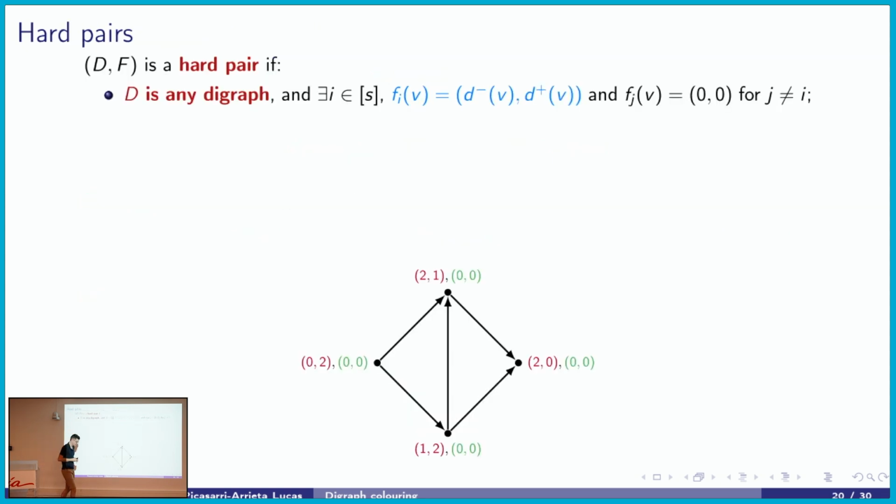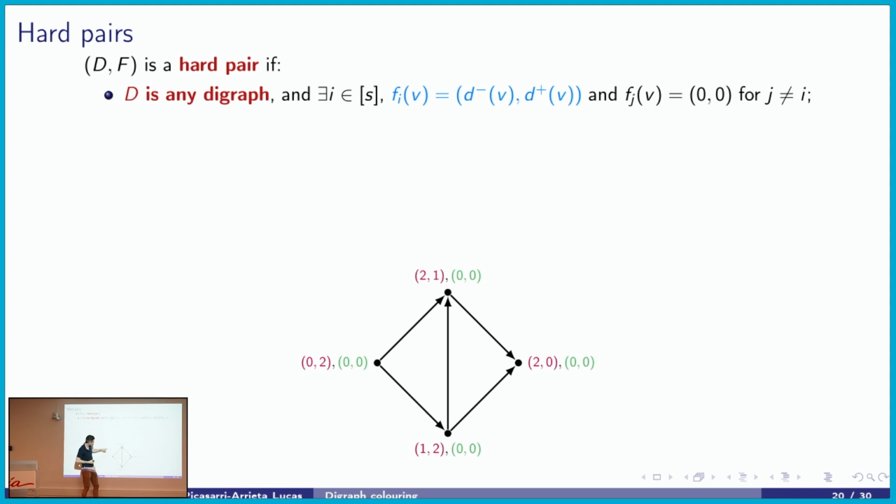Now I need to define what a hard pair is, and these will be the obstructions in our statement, in the same way that we have obstructions in Brooks' theorem. We will construct them inductively. First, we say that (D, f) is a hard pair if one of the following holds. D might be any digraph, but we have only one function that is not constant equal to (0,0). And this unique function is equal to the in-degree and the out-degree of the vertex for each vertex. So this is an example of a hard pair.